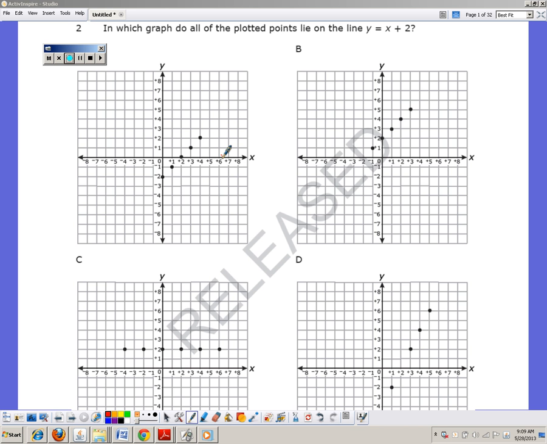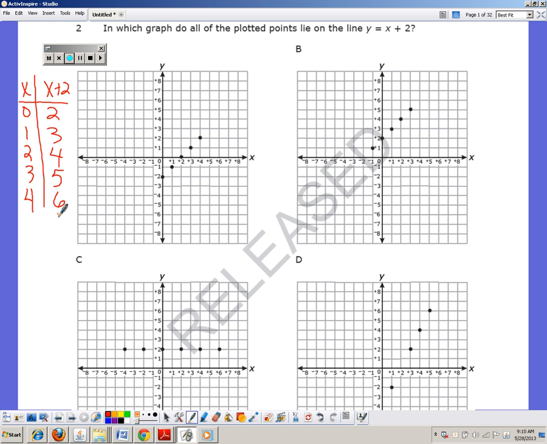Number 2, again, the only thing you need to do is either make a table of values or solve it with y equals mx plus b. If you choose to do the table of values, pick values of x that are already plotted on the graph. As you can see, most of the dots are on the positive side of x. So we have 0, 1, 2, 3, and 4. 0 plus 2 is 2, 1 plus 2 is 3, 2 plus 2 is 4, 3 plus 2 is 5, and 4 plus 2 is 6. So you're looking for the graph that has those coordinates.